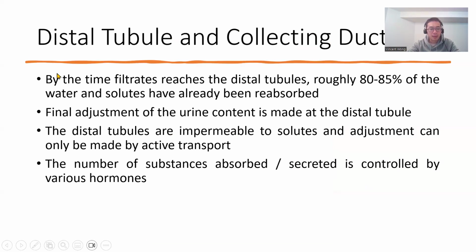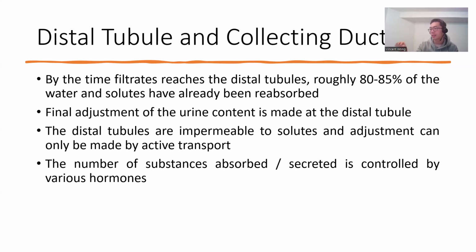I've done this so many times that sometimes what I say is essentially what's on the slide. So by the time the filtrate reaches the distal tubule, roughly 80 to 85% of the water and the solute have already been absorbed. So at the distal tubule and the collecting duct, this is the place where we do final adjustment of the urine content. This is where we fine tune it. If there is still stuff you want to get rid of, now is the time to secrete it here. If there is still stuff you want to conserve, now is the time to take it back.